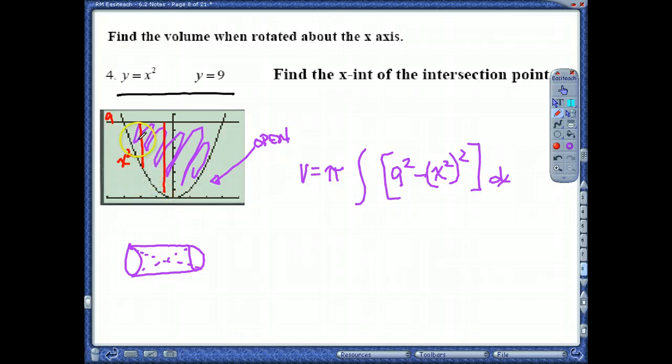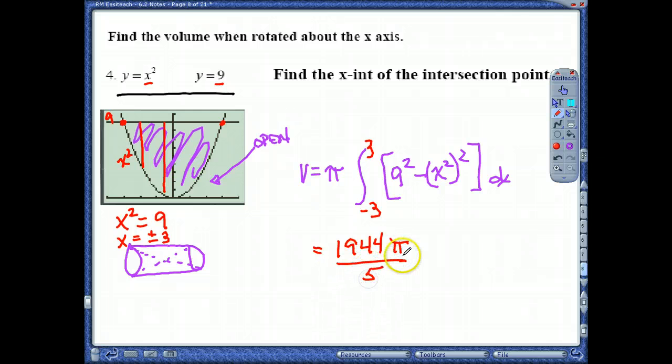Now I need to know what my points of intersection are here and here. They didn't come right out and tell us this time. You can guess looking at this example, but if you have trouble guessing, go ahead and set them equal to each other, because y equals x squared, y equals 9, that means x squared has to equal 9. Then square root both sides, you get a plus and a minus 3. So we're going from negative 3 to positive 3. You put that in your wonderful handy dandy little calculator. Oh, you get a very nice fraction: 1944 pi over 5.